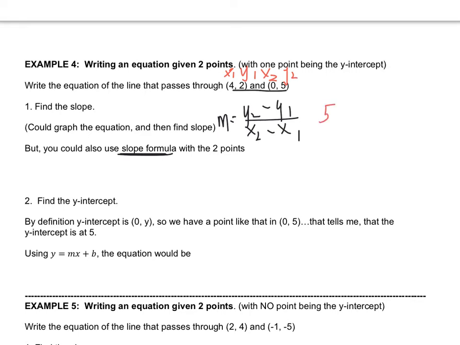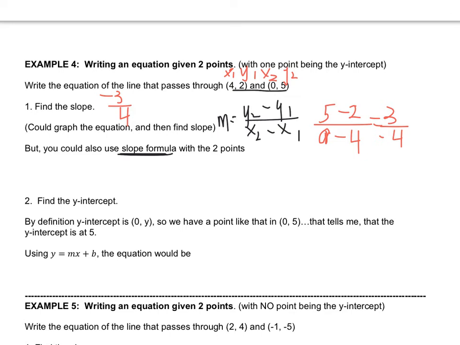So this is going to be 5 minus 2 over 0 minus 4. So that gives me 3 over negative 4. So that's the slope. And preferably we put the negative with the numerator, but it's not wrong if you put it with the denominator. But typically you'll see it as negative 3/4, not 3 over negative 4.